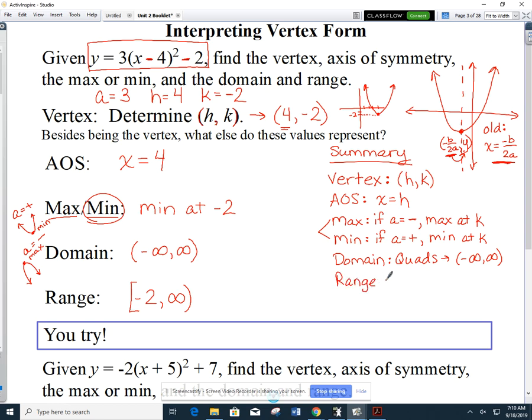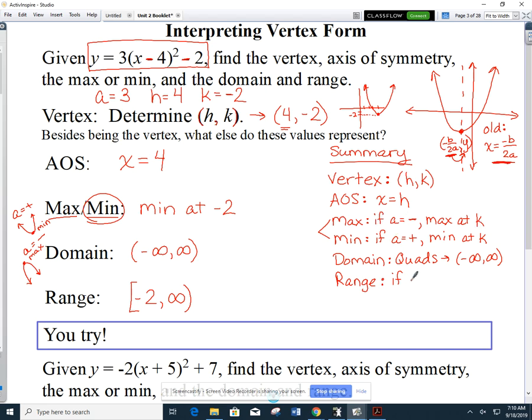For range, this one can change if the direction changes. So A has an impact on our range. So if A was positive and we have a min, like the one we have here, then since it's a min, K is your lowest point and it goes up forever. But if we had a negative A value, K would be our maximum, so the graph would point downward and it would go to -infinity. So let's summarize that again.